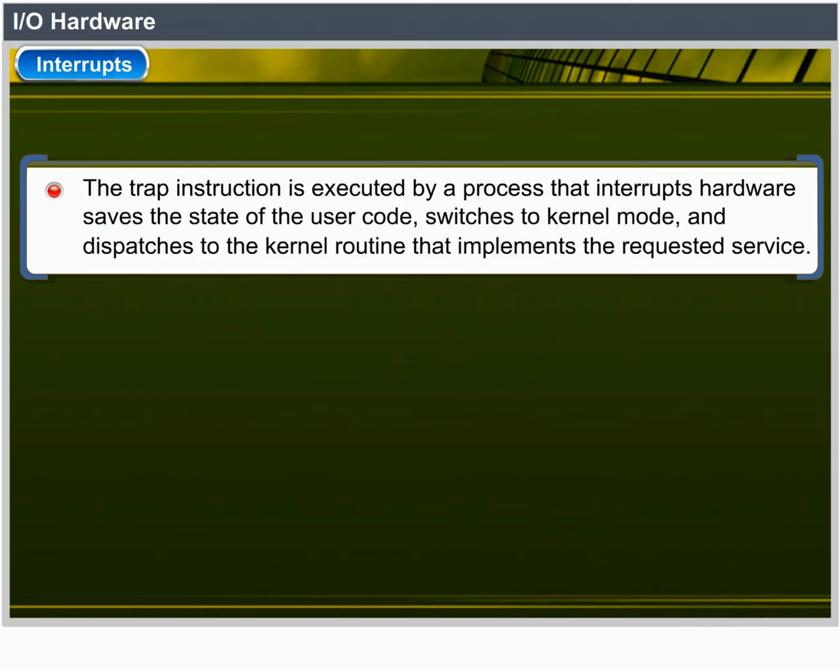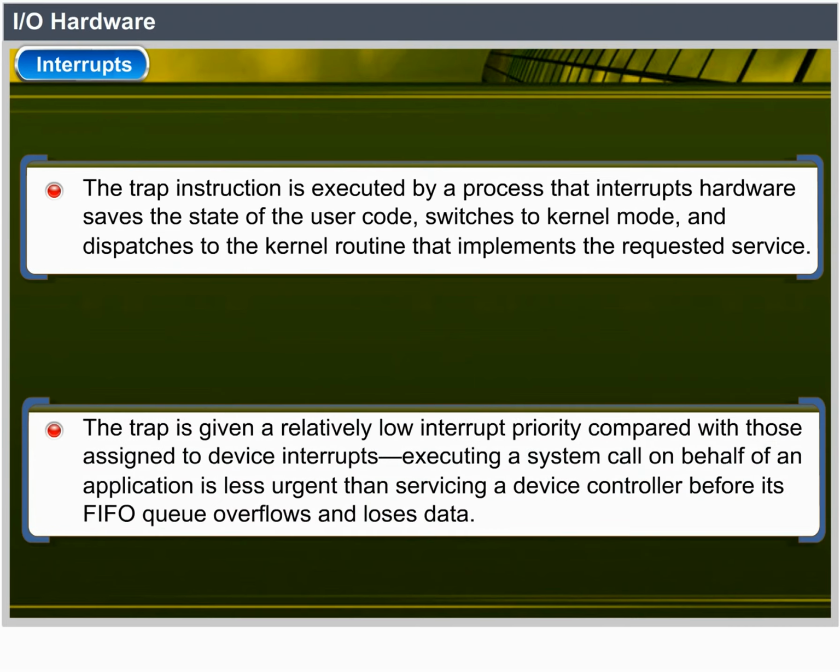The trap is given a relatively low interrupt priority compared with those assigned to device interrupts. Executing a system call on behalf of an application is less urgent than servicing a device controller before its FIFO queue overflows and loses data.